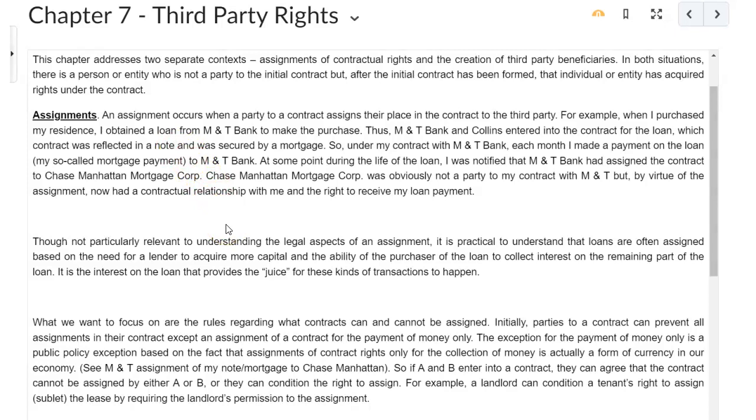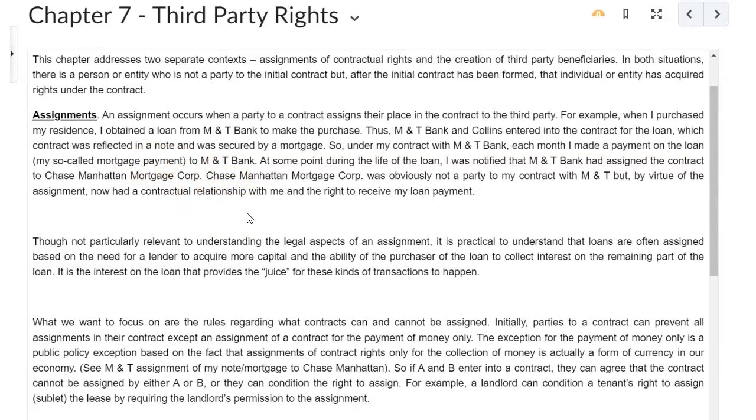And then M&T Bank, as all lenders, also required me to give M&T Bank a mortgage. So I was a mortgagor, and M&T Bank was a mortgagee. So we've got this contract between myself and M&T Bank. And each month I made a payment on the loan, which we could call my mortgage payment to M&T Bank.